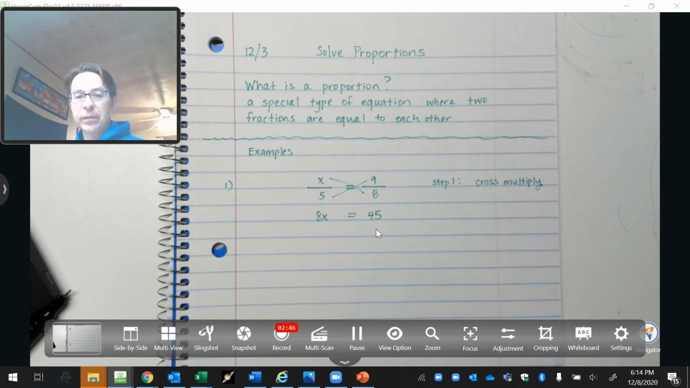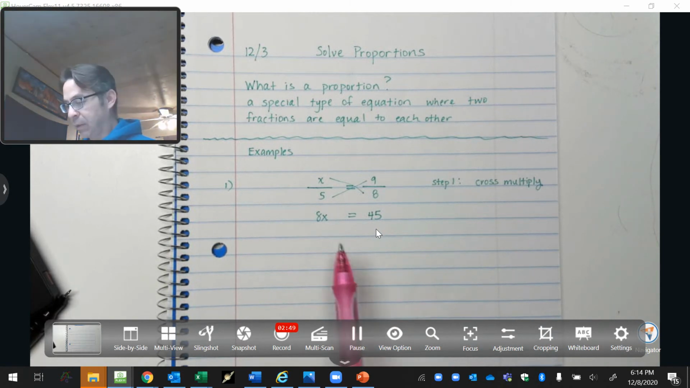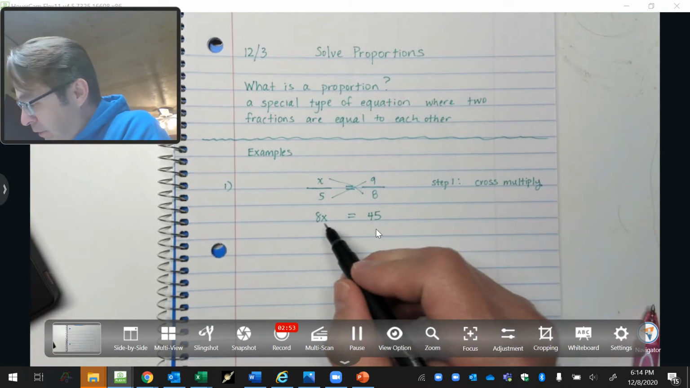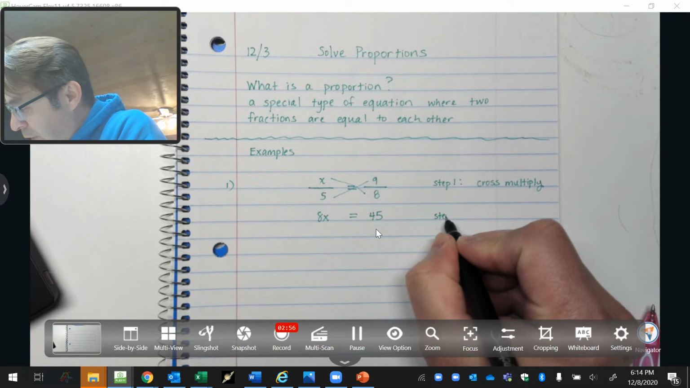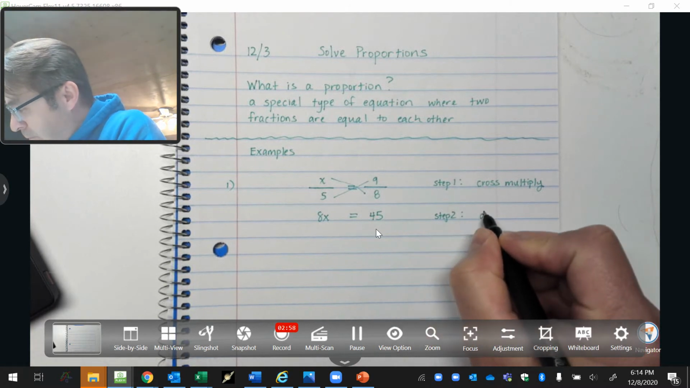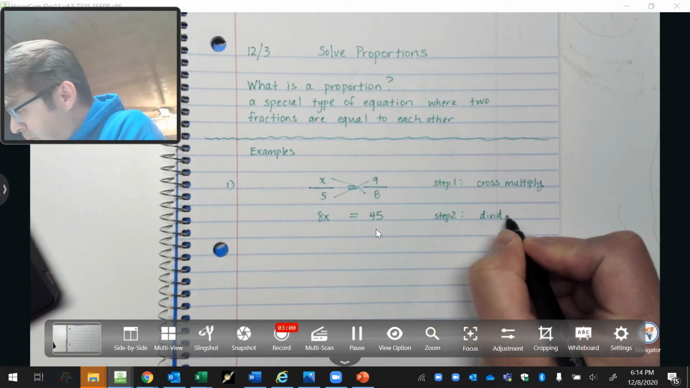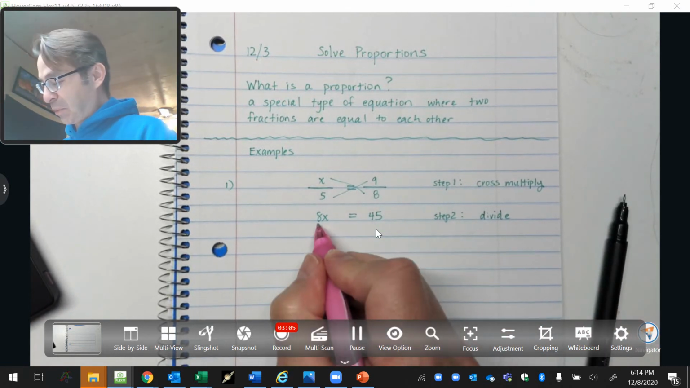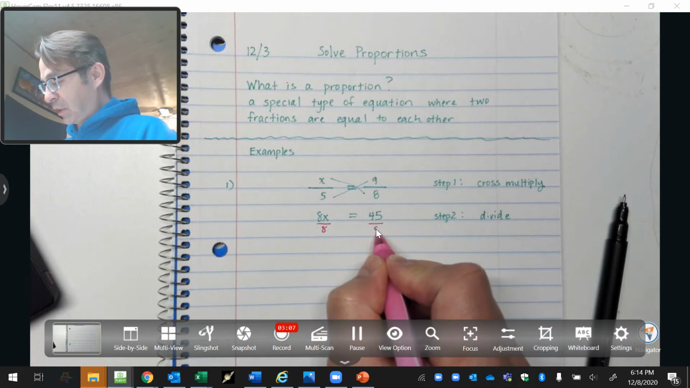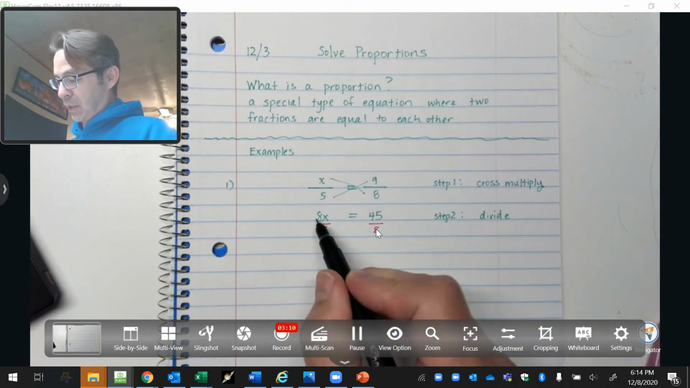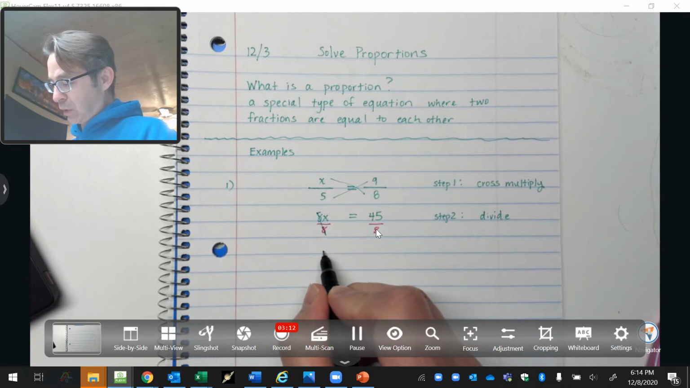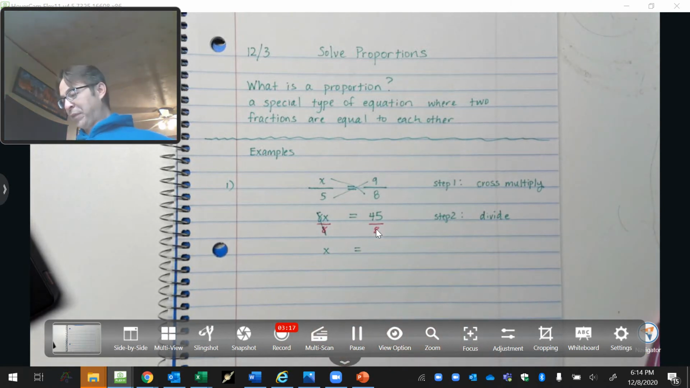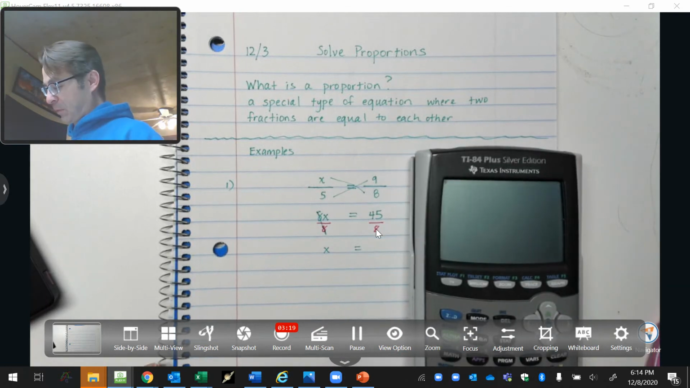And then step 2 is just divide both sides by whatever the coefficient of x is. In this case, it's 8, so step 2 is divide both sides by 8. 8 divided by 8 is 1. So you get 1x equals whatever 45 divided by 8 is.